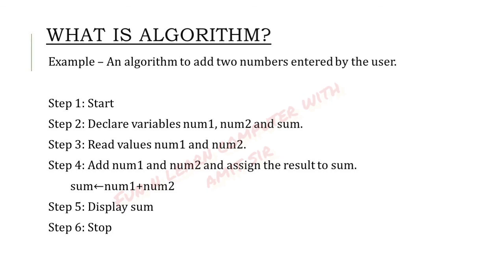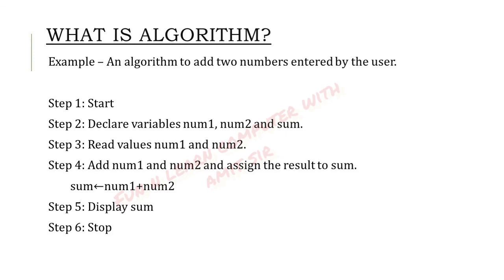Algorithm, step 3. Read values num1 and num2. So after assigning the variables, we have to read the values that will be input by the user. Next step, step 4. Add num1 and num2 and assign the result to sum. So sum is equal to num1 plus num2.